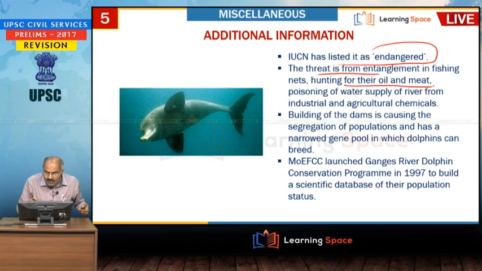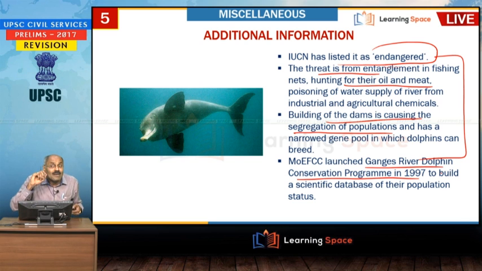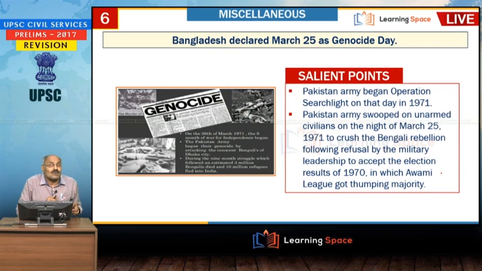Another important aspect is building of dams. This is causing the segregation of populations and has a narrowed gene pool in which dolphins can be bred. So here, because of the construction of the dams, what happens? Here the gene pool is narrowed down, right? So these are the issues which are threatening the Gangetic river dolphin, and the Ministry of Environment launched the Ganges River Dolphin Conservation Program in 1997 to build a scientific database of their population status. Right friends, let us go ahead.